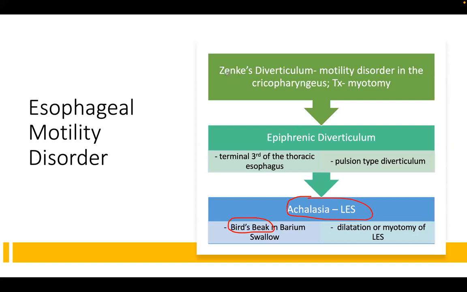Now, next is the Zenker's diverticulum. Okay, this is actually Zenker's diverticulum. Put a letter R there. So this is a motility disorder in the cricopharyngeus. Zenker's diverticulum, the most common esophageal diverticulum, which usually is found in the Killian's triangle. Treatment is myotomy. Then we can also have an epiphrenic diverticulum, which is a pulsion type of diverticulum. This is usually found in the terminal or the distal third of the thoracic esophagus.